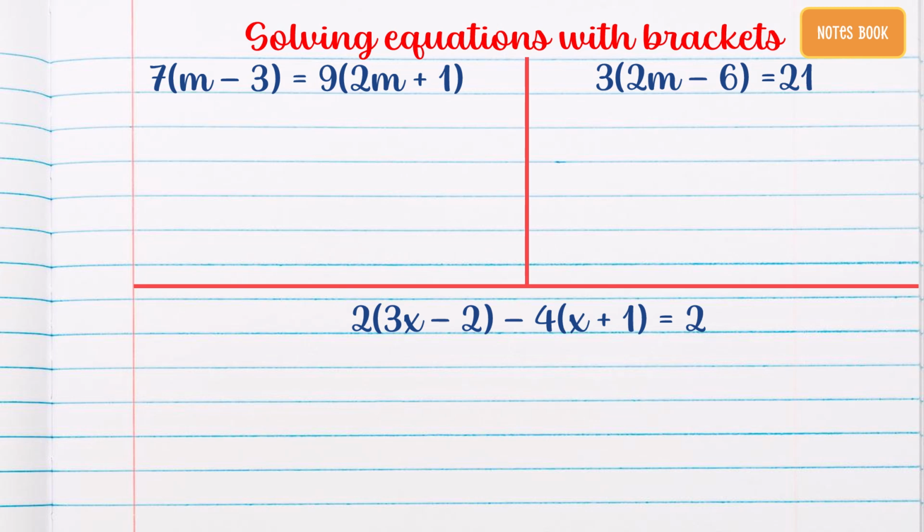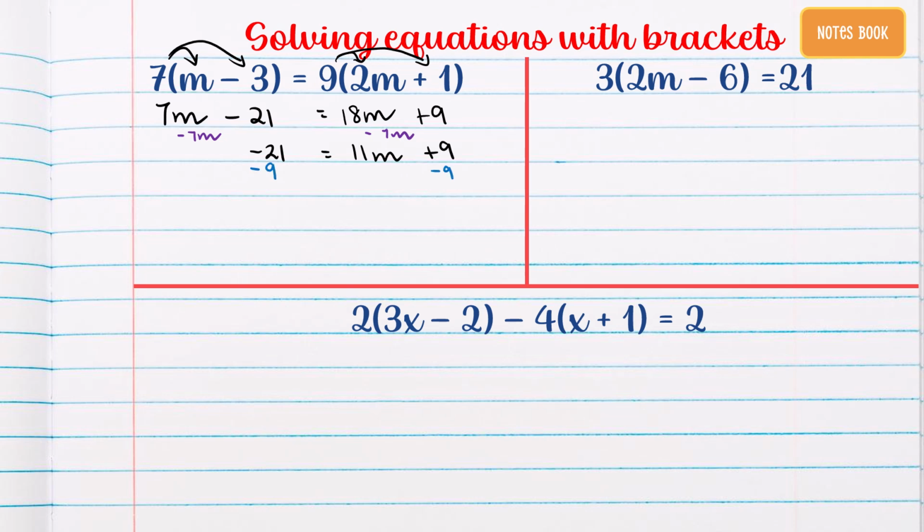All right, now for this first example here, we're going to start by expanding our brackets using our double rainbow technique. So I'm going to have 7m minus 21, and then on that right-hand side, I'm going to have 18m plus 9. Then we're going to solve this as per usual. So I'm going to subtract 7m from both sides of my equation, leaving me with negative 21 being equal to 11m plus 9. I'm going to subtract 9 from both sides of this equation, leaving me with negative 30 is equal to 11m. And then finally, we're going to divide by that 11, and we're going to leave our answer as an improper fraction. So m is equal to negative 30 over 11.